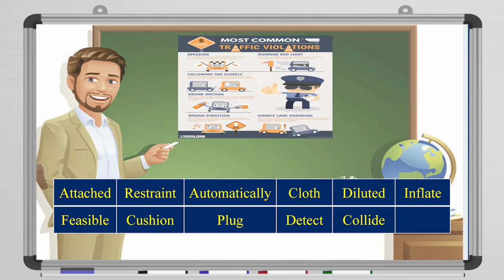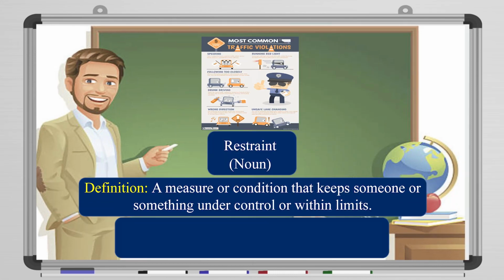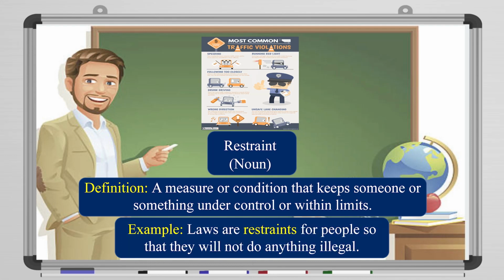All right. Next, let's take a closer look at this picture. So we have so many rules. We have to follow these rules, right? So who puts these rules? It's a restraint, correct. It's a noun. It's a measure or condition that keeps someone or something under control or within limits. For example, laws are restraints for people so that they will not do anything illegal. So the law is the one who puts these restraints, okay? Police officers apply them, of course.